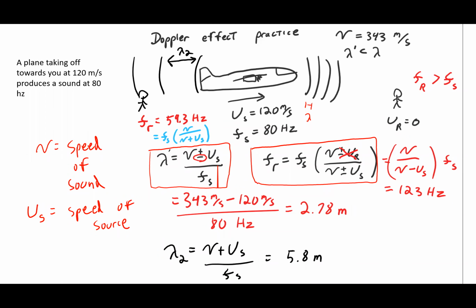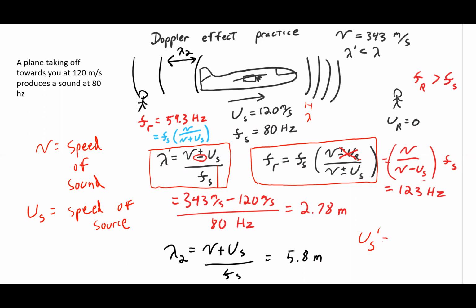Likewise, the frequency gets a little bit more complicated because I have a moving source and potentially a moving receiver. In this case, the receiver is stationary, so I don't have to worry about that. But in general, I might have a speed of the source and a speed of the receiver here. So here's one thing I do want to say to be extra careful about.